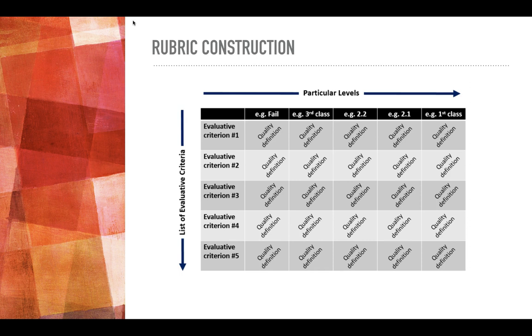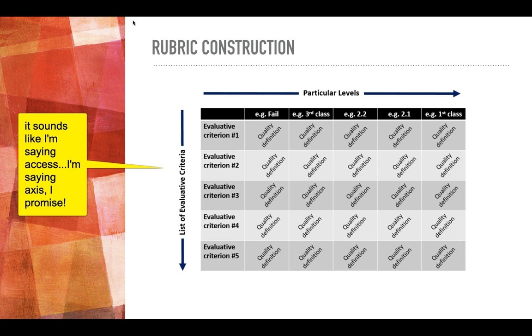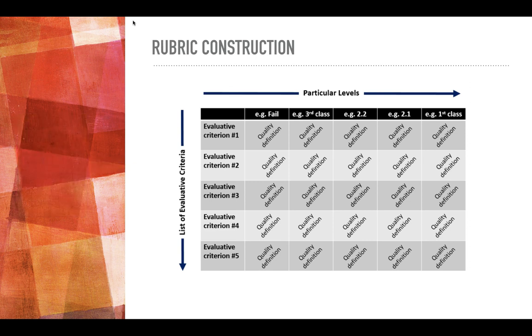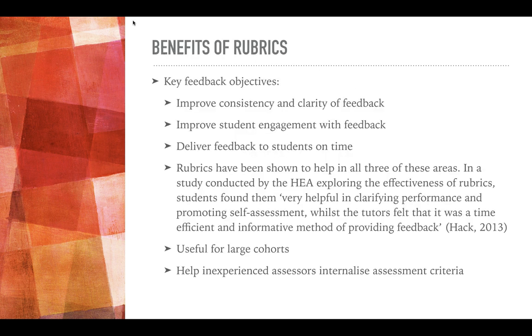So this is what a rubric looks like generally. It will be a table with evaluative criteria down one axis and the level down another axis, and then a definition of what the work or performance looks like at each level.